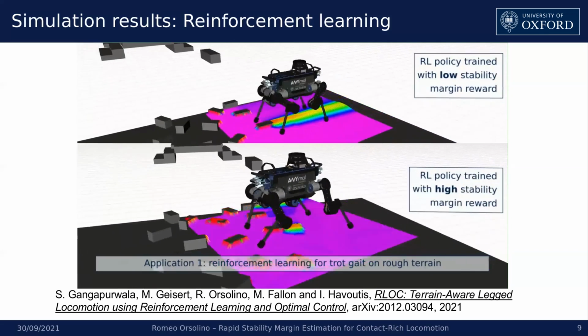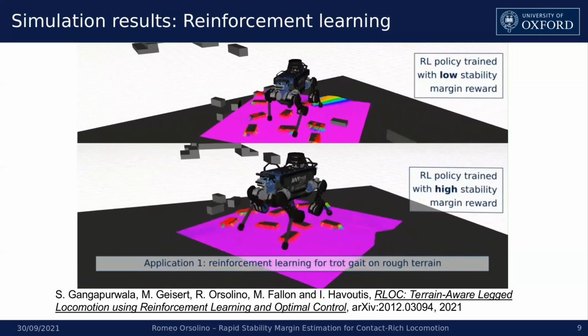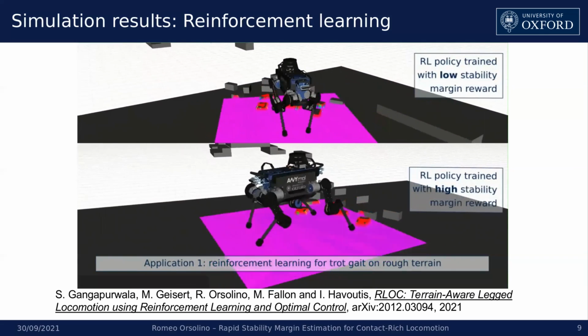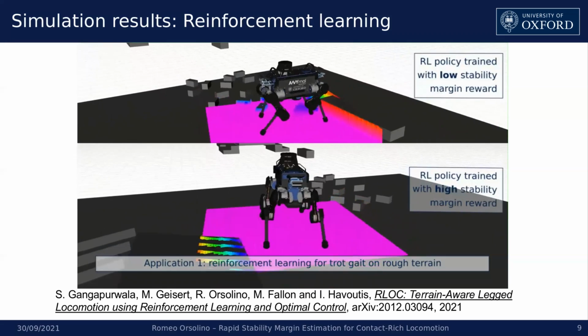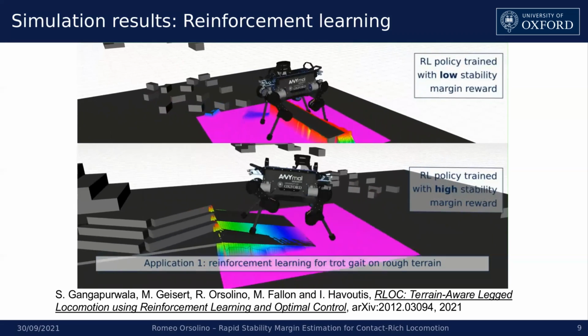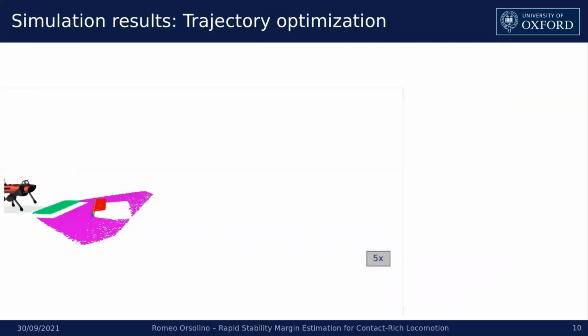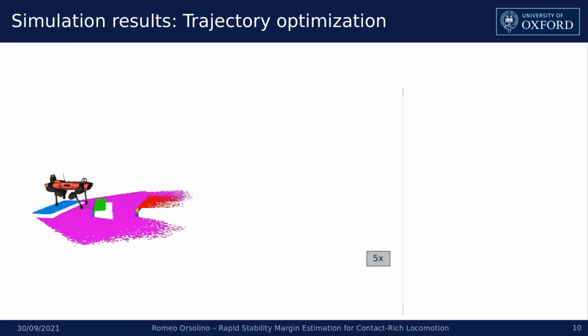Secondly, we will now also demonstrate using this margin in a nonlinear trajectory optimization, where we can take advantage of the efficient computation of the gradients. What you see here is the result of an online nonlinear trajectory optimization that employs the learned stability margin as its only means to enforce dynamic consistency and feasibility.